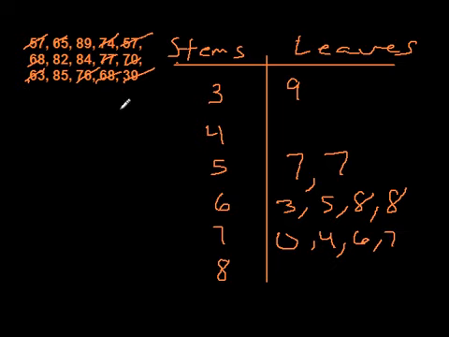Then finally, I've got my 80s. I've got 82, 84, and 85 and 89. Okay, and now my chart is completed. I've completed my stem and leaf plot.